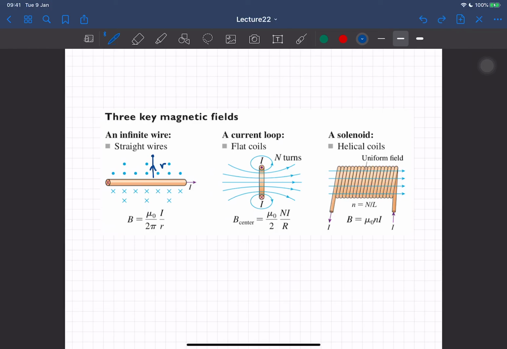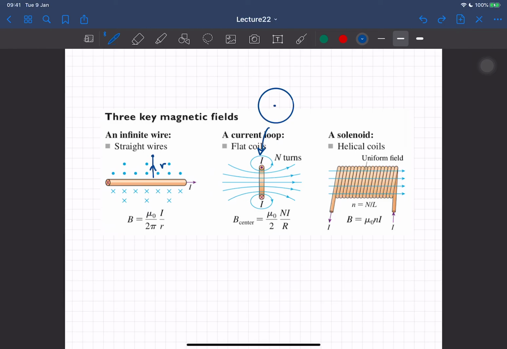B center here is the magnetic field right at the center, right? So this is a flat coil. Basically, what it means is just a circular loop. Viewed sideways, it looks like this. So it's the magnetic field right at the center, and it's mu0 times N, where N is the number of turns. The one that we calculated earlier has N equal to 1 because it's only one loop, so one turn. So it's mu0 I divided by 2r, which is exactly what we did earlier.